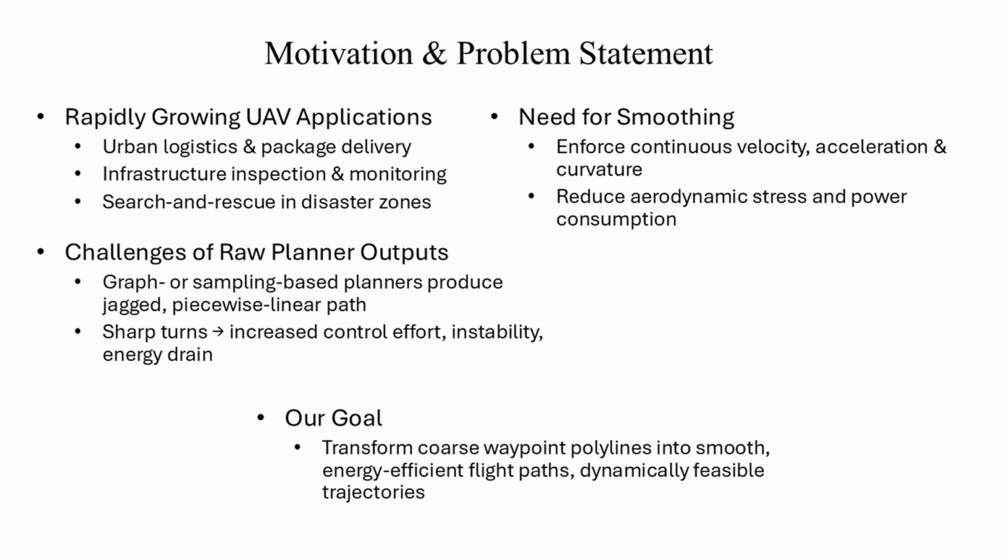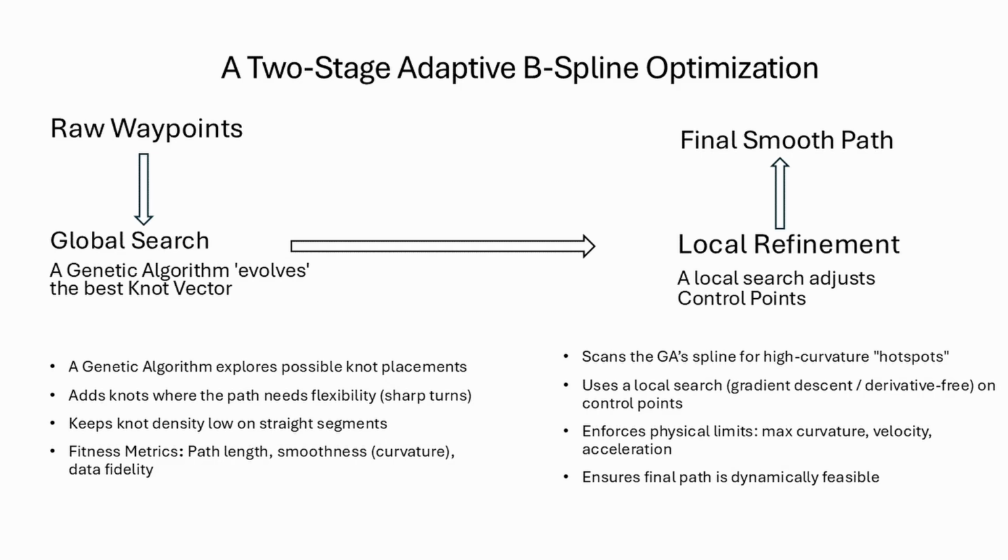Therefore, we have a second step, a method to take that raw, unflyable road and transform it into a smooth, dynamically feasible trajectory. The paper focuses on making that smoothing process better. It leverages the mathematical power of cubic B-splines combined with adaptive optimization strategies. We built our solution on a powerful mathematical tool called B-spline.